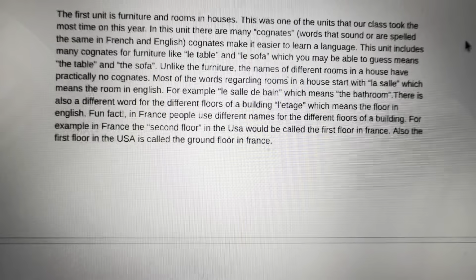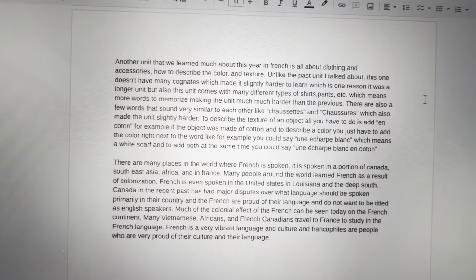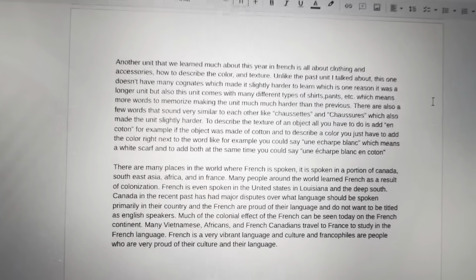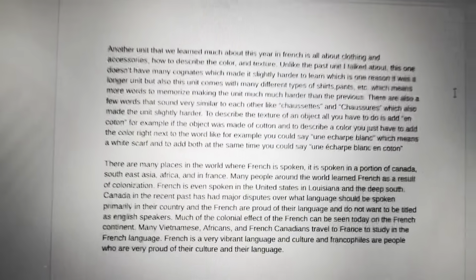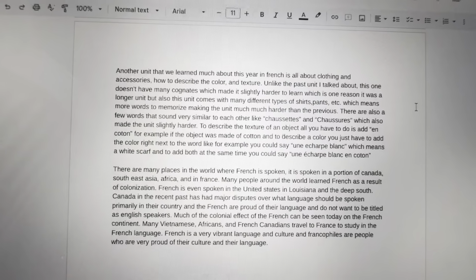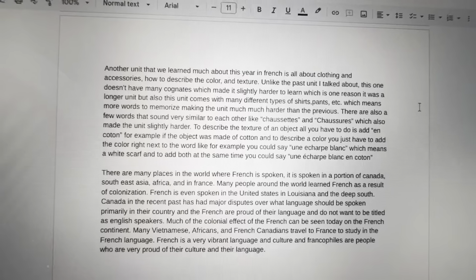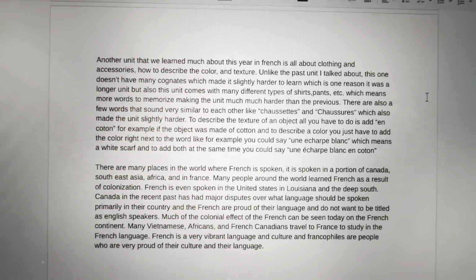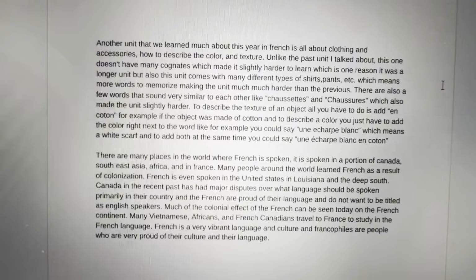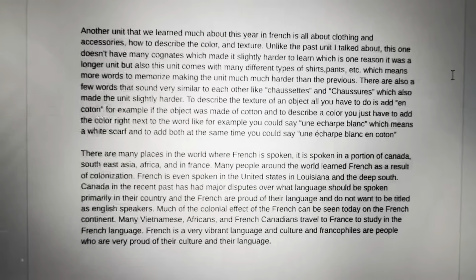Another unit that we learned much about this year in French is all about clothing and accessories, and how to describe the color and texture of those clothing. Unlike the past unit I talked about, this one doesn't have many cognates, which made it slightly harder to learn, which is one reason it was a longer unit. But also this unit comes with many different types of shirts, pants, etc. Which means more words to memorize, making the unit much, much harder than the previous.